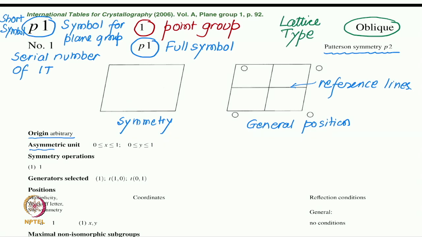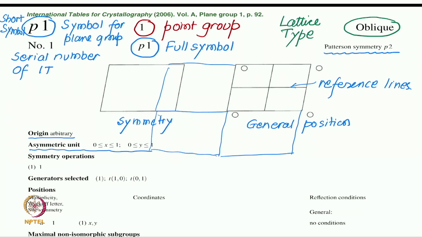Asymmetric unit. Now, the unit cell itself is a unit. The very name unit justifies that it is a unit, but it is a unit by translation: if you translate this unit you will generate the entire lattice. So, you have to translate it next to each other, then you will fill the space.